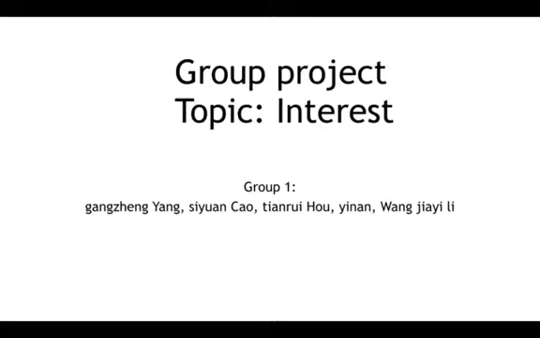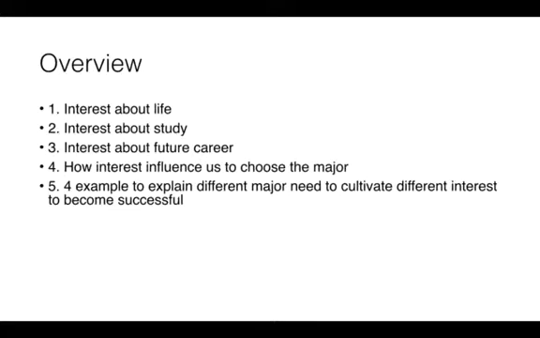Our group project's topic is about the interests that help college students become successful. We will divide the topic into five parts: how interests can help students become successful in their study life and career, and how interests influence students to choose their major. It covers four fields and explains how different areas need people to cultivate different interests to be successful.